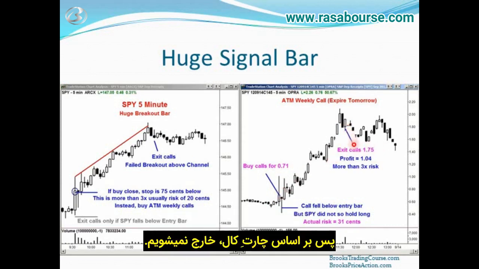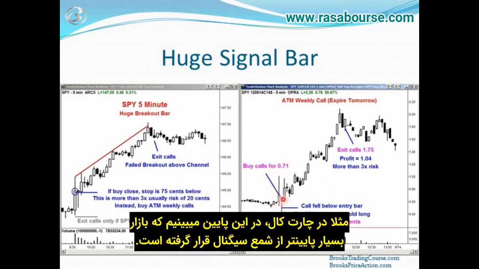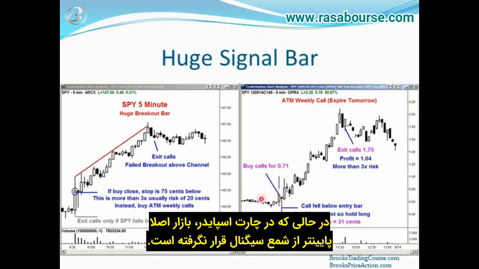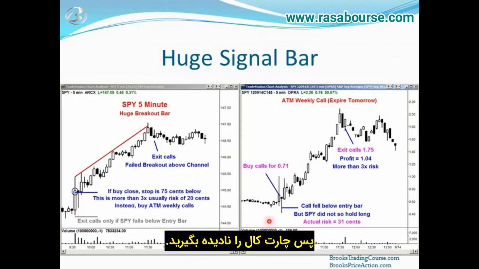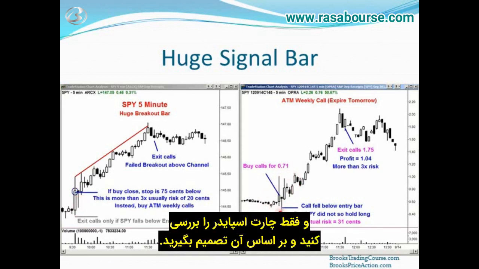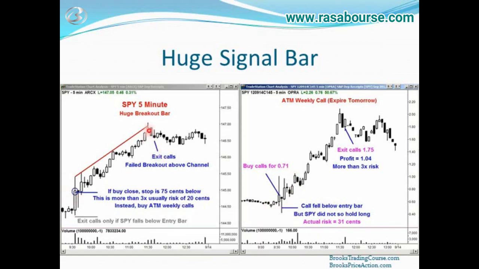This is why you do not exit the call based upon the call chart. The charts are much less reliable. You can see the call dipped well below the signal bar, whereas the spider itself never dropped below the signal bar. So you ignore the chart of the call. You only look at the chart of the spider, and you make your decisions based on the spider, the underlying.